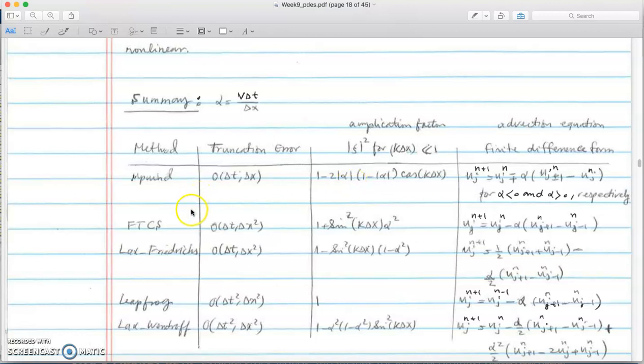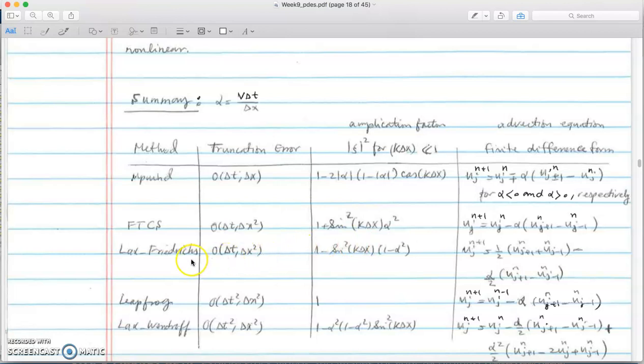We talked about forward in time, centered in space. It's first order in time, second order in space. This is the condition for c, which has to be less than 1, and we argued that this method is unconditionally unstable, because for any alpha we put in here, this is always positive. 1 plus any positive number is bigger than 1, so this is always bigger than 1, and regardless of what you use, this always diverges.